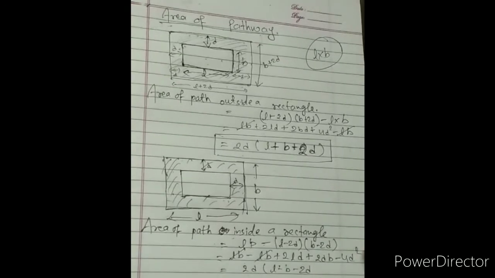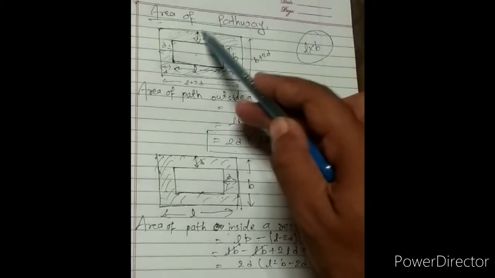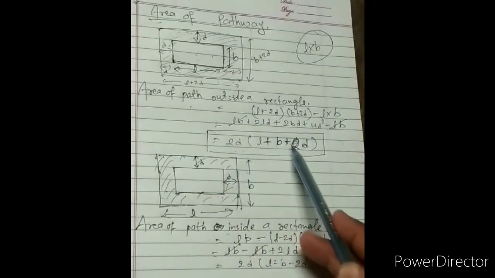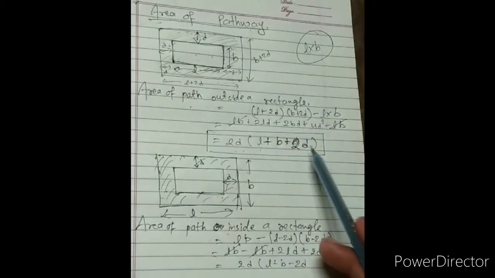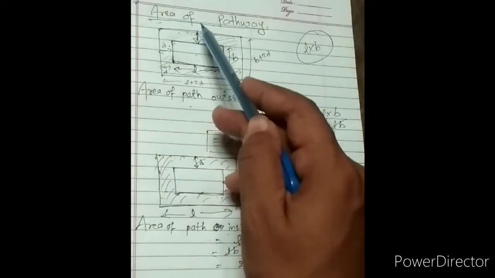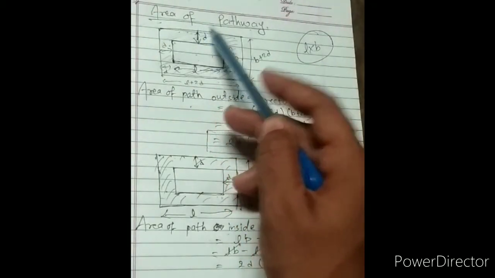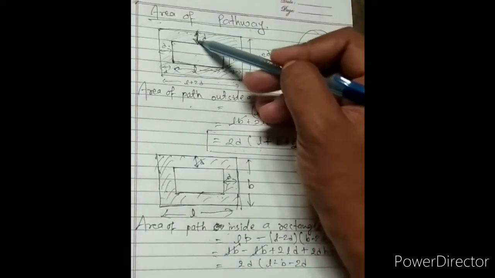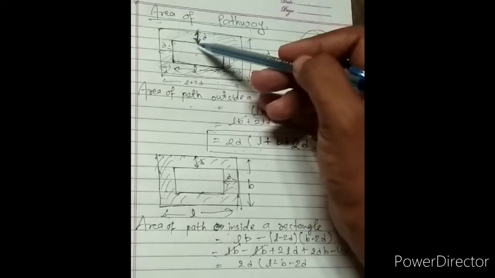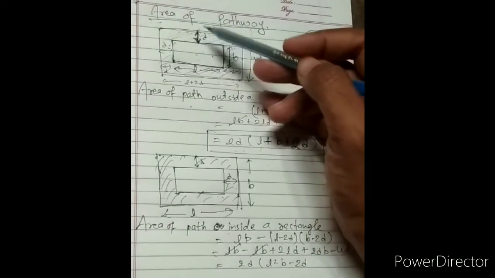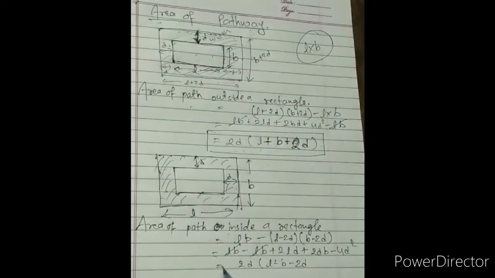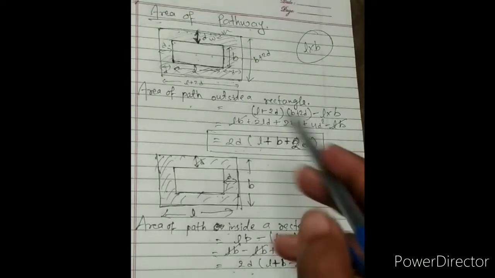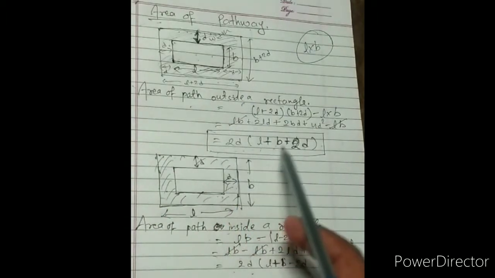So from here we have two formulas. One, area of path running outside, 2d into L plus B plus 2d, where L is the length of the rectangle, B is the breadth of the rectangle, and d is the distance, the breadth of this path, the width of the path. And if the path is inside, then 2d into L plus B minus 2d. You have to remember this. If outside, then 2d into L plus B plus 2d.